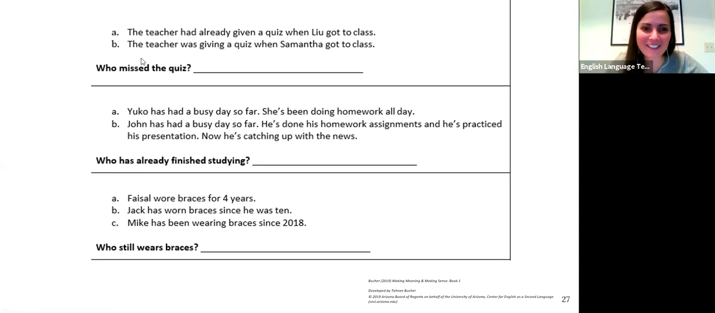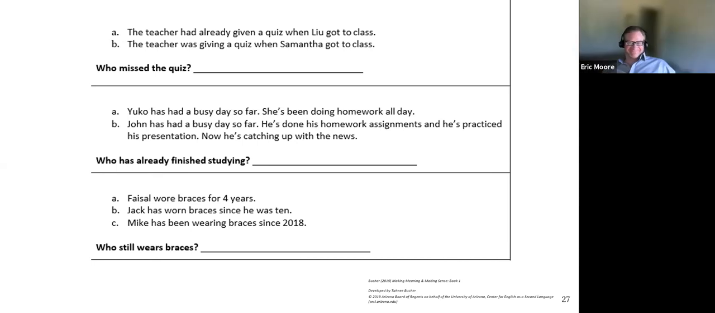How about, let's do the other one. Yuko has had a busy day so far. She's been doing homework all day. John has had a busy day so far. He's done his homework assignments and he's practiced his presentation. Now he's catching up with the news. Who has already finished studying? John, right?